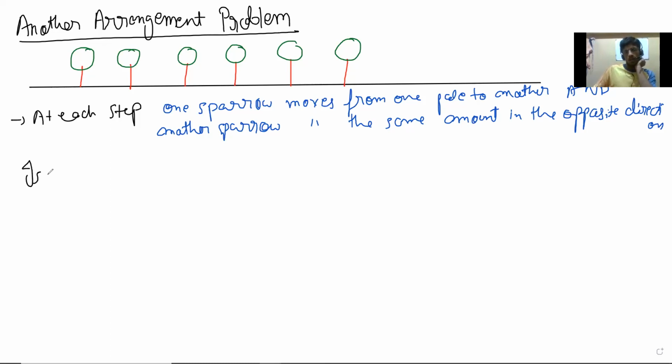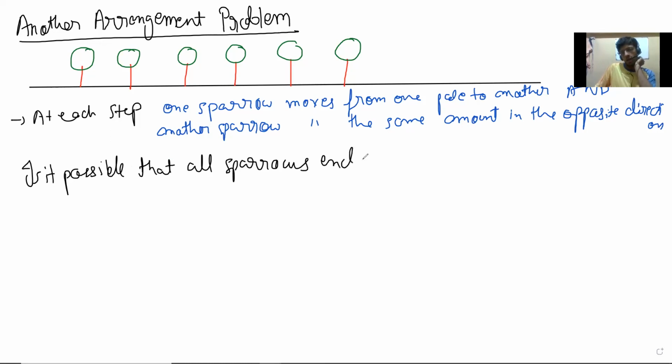The question is: is it possible that all sparrows end up on the same pole? Okay, think about this. Just think.